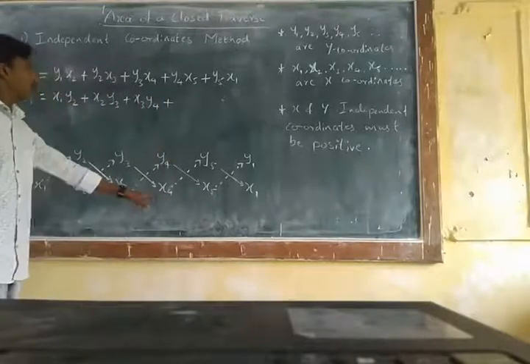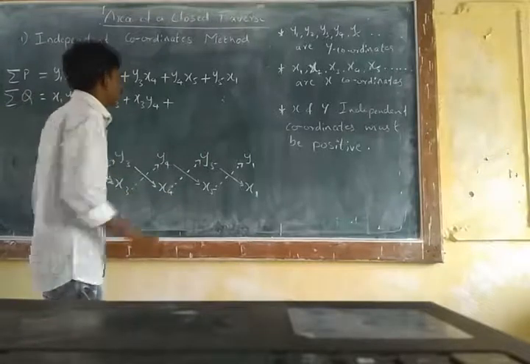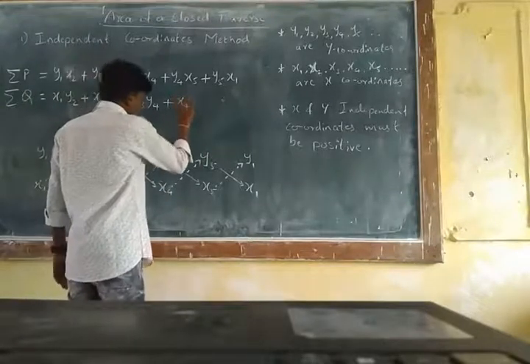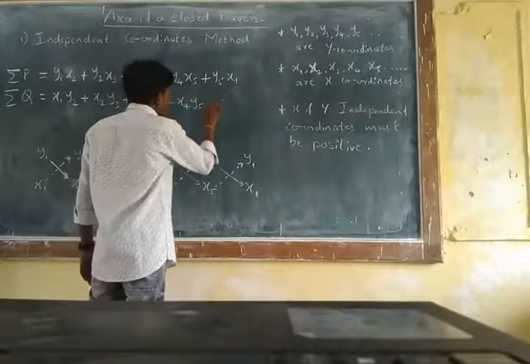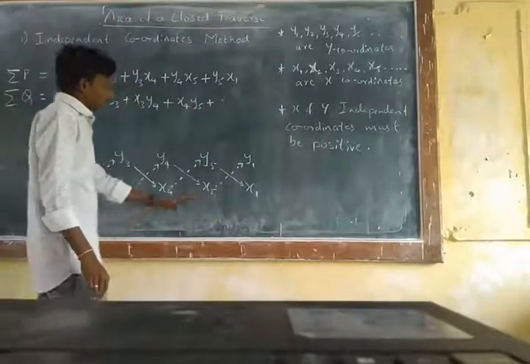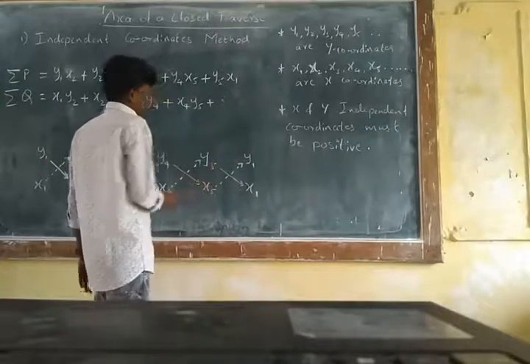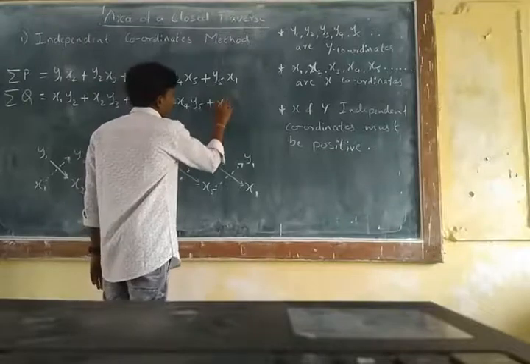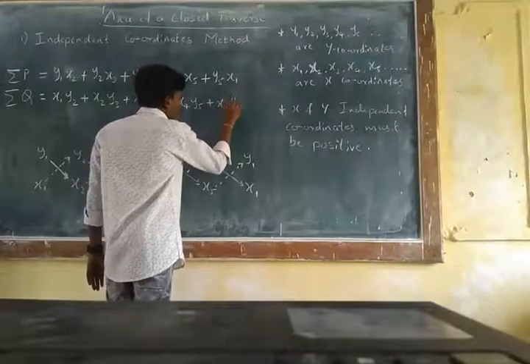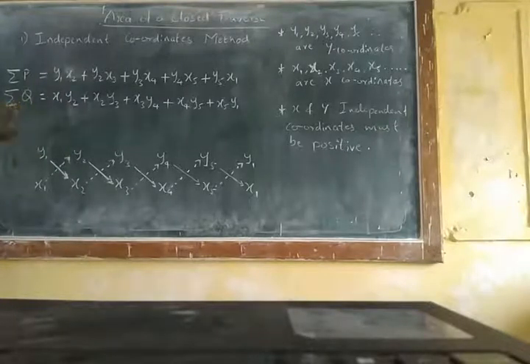Now let's move to x4, and here the x4 is going towards y5. So write x4 multiplied by y5 and write the symbol plus. And now look at x5, and this is moving towards y1. So write x5 multiplied by y1. Now the equation 2 is completed. The equation 2 is giving the answer for summation of q.